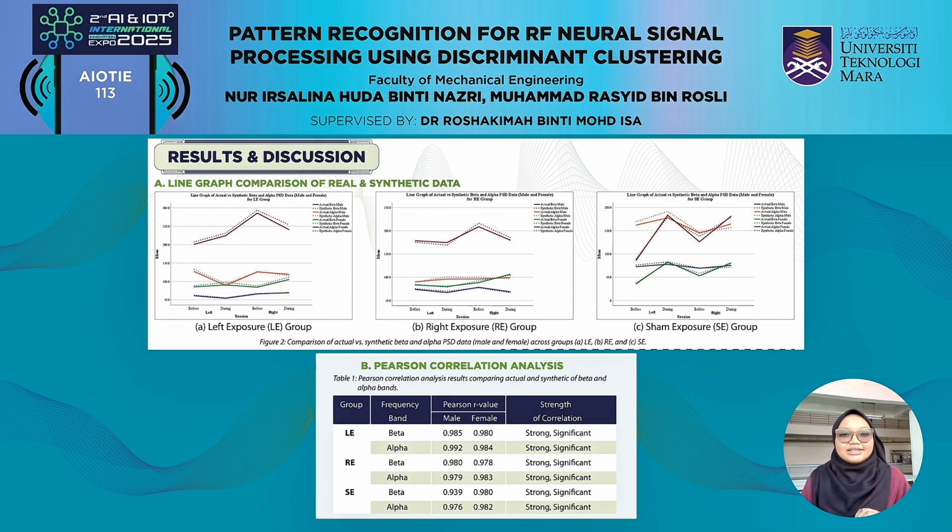The first analysis I did for the combined data was Pearson correlation to compare the actual EEG data and the synthetic data created. This test checks how closely both datasets follow the same pattern, in other words, whether the synthetic data behaves like the actual one. In each graph, you can see here, the solid lines represent the real data and the dotted lines are the synthetic ones. As you can see, the lines follow almost the same trend.